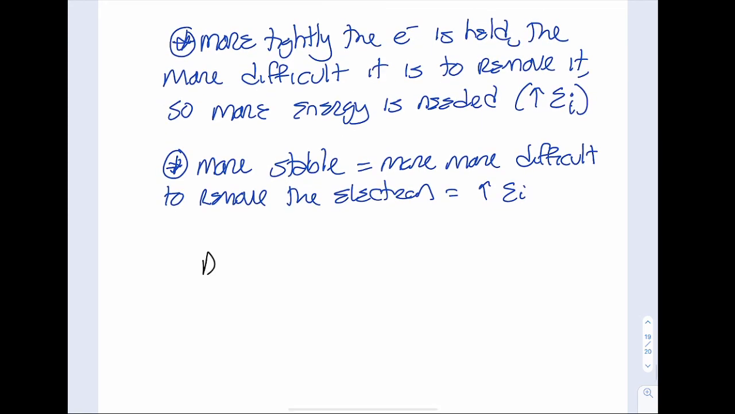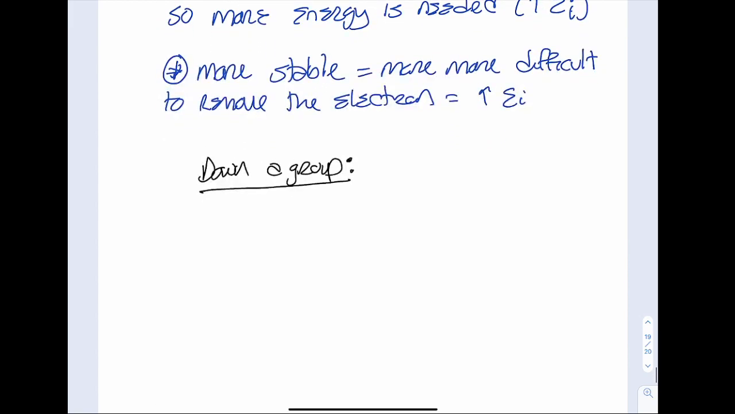So if we go down a group, we can look at the same ones we did before. Let's do hydrogen, sodium, and cesium. If I have hydrogen, 1s1, I'm going to use my noble gas shortcut for these. So I have neon, and then 3s1. And then for cesium, I'm going to have xenon, and 6s1.